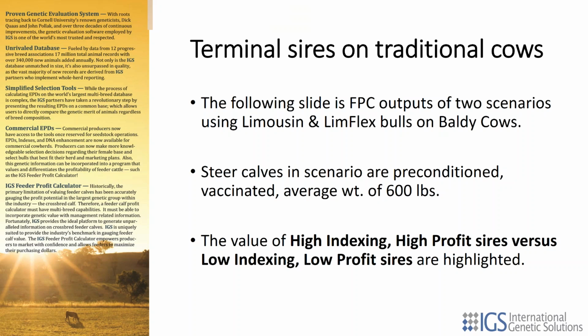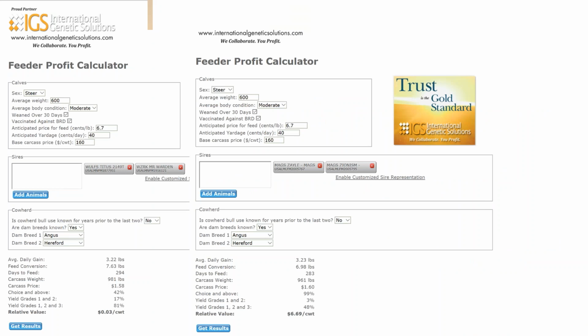All right, here are those two runs overlaid so we can see them together. On the left, if you look at the top, in both situations we have steer calves with average weights of 600 pounds. They're moderate in flesh. They're not super thin, and not super fat and fleshy. These calves have been weaned for over 30 days. You can see we've checked a small box there. They have been vaccinated against BRD.